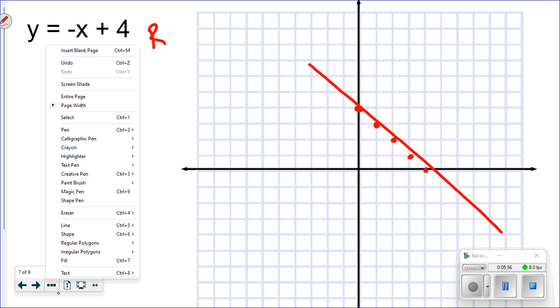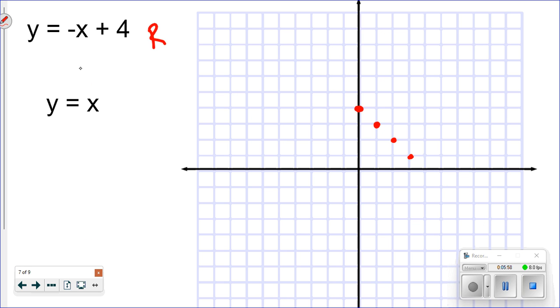Actually, that was not good. I'm going to redo that. There we go. That's a little better. That's why it's important to have a straight line.